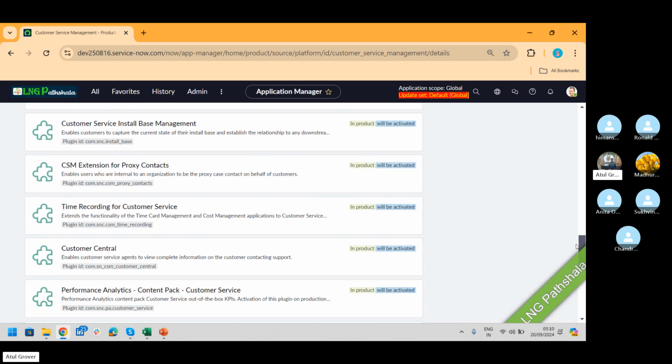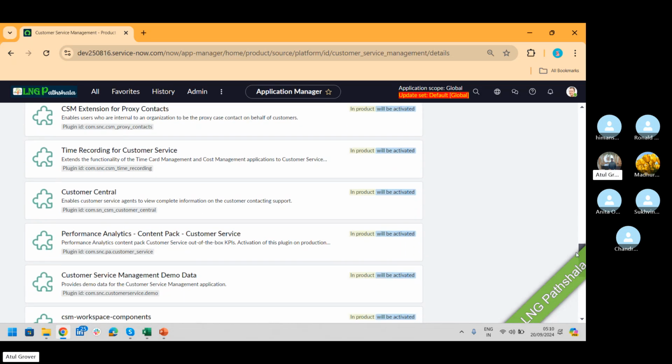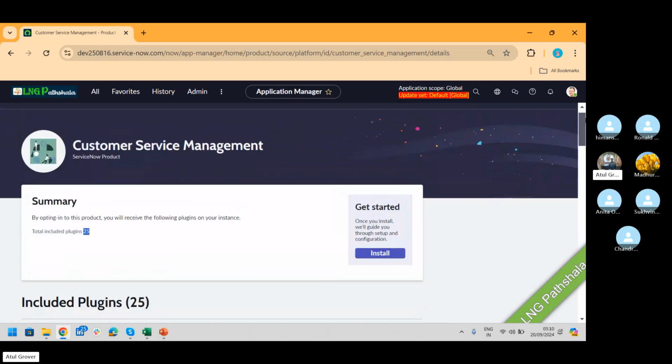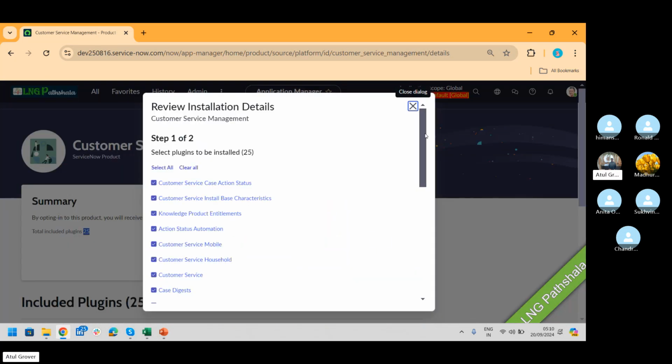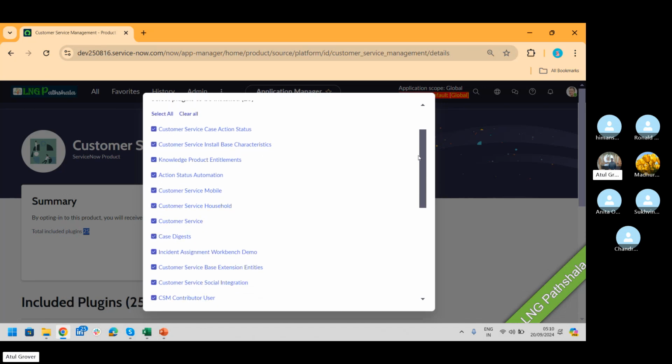Major issue, customer install base management. Out of these, a few are the foundational concepts of CSM, and we are going to do that part today. So in the meantime, let's install. You can see all these 25 will get installed because it is a PDI, so it's free of cost.